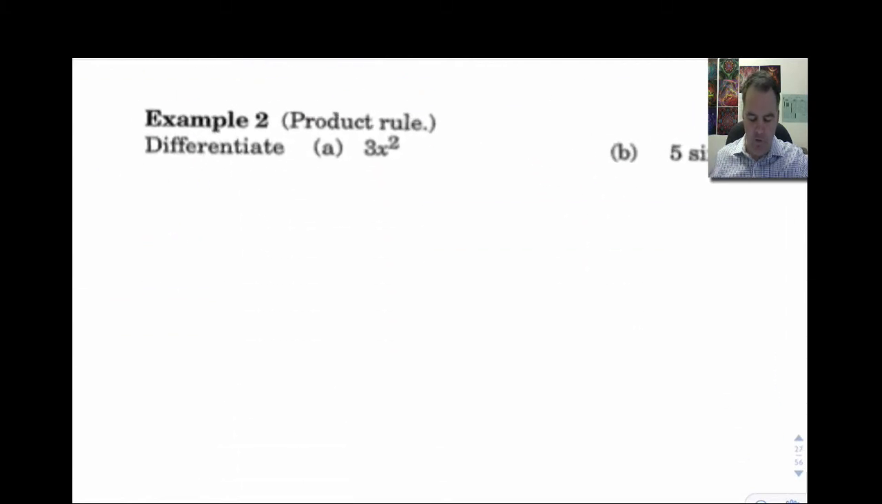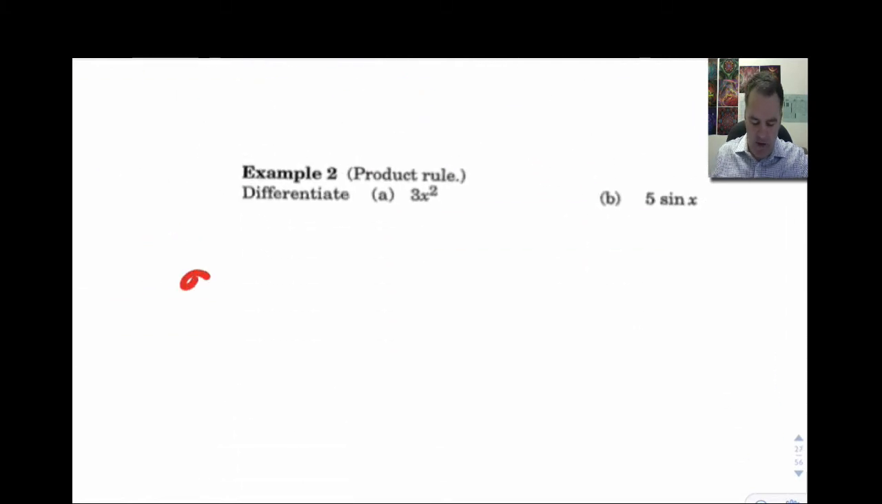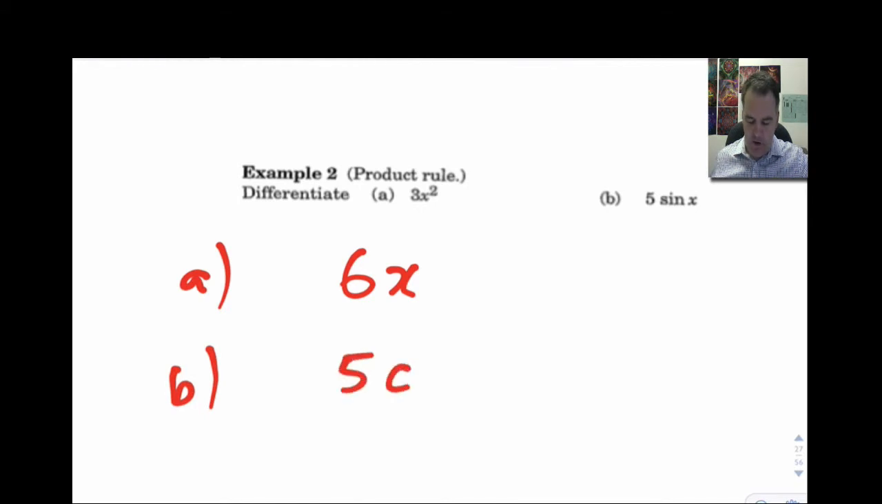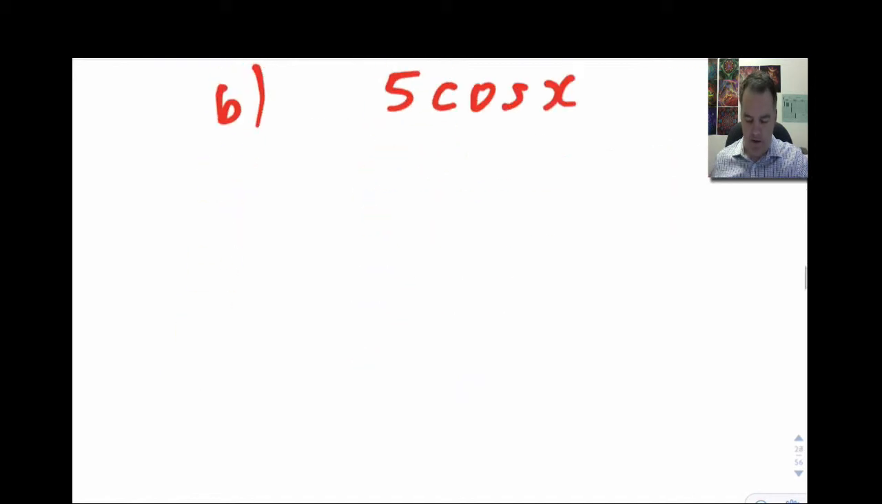Second example, the product rule. We don't really need the product rule for a. We know the derivative of 3x squared is just going to be 6x. And for 5 sin x, the derivative is just going to be 5 cos x. So we can just leave the 5 out the front, forget about it, do the derivative of sin x, then bring the 5 back in.